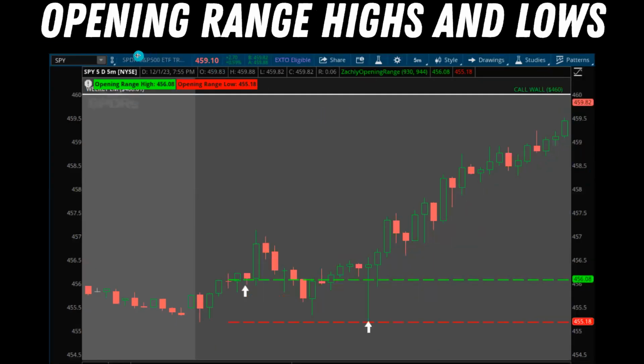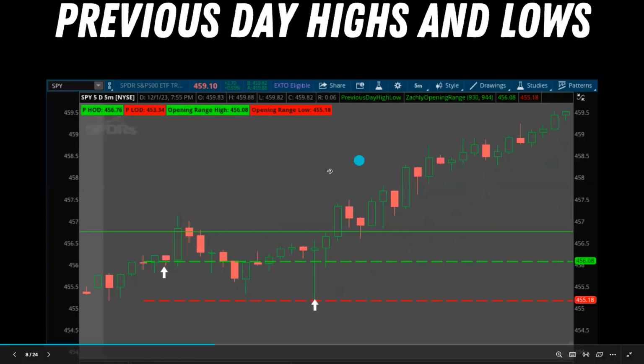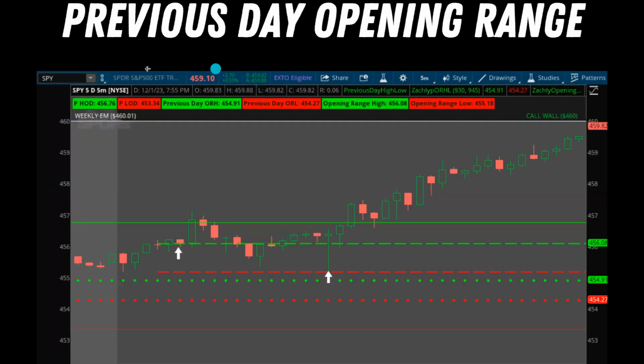Basically, we're going to start off for the opening range strategy by establishing our opening range highs and lows. So the high is going to be the green line, the low is going to be the red line. And then what I like to do is also include the previous day highs and lows. So not the previous day opening range, but the highest price of the previous day and the lowest price of the previous day. Oftentimes, these can be good targets if you are scalping the specific stock or equity that you are trading. And then I like to add on the previous day opening range.